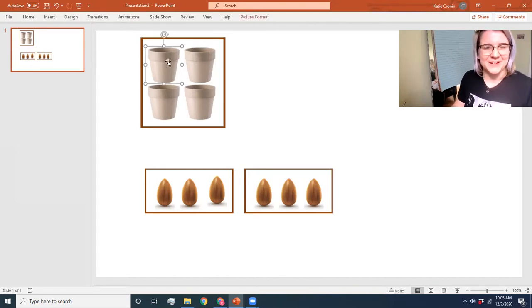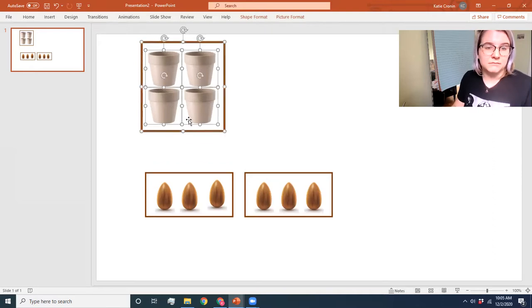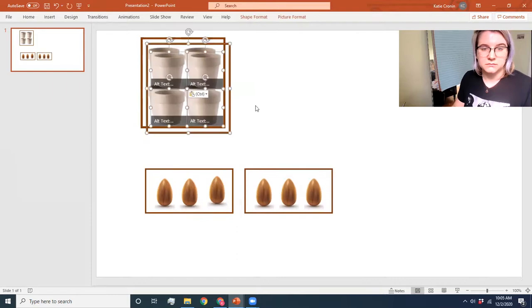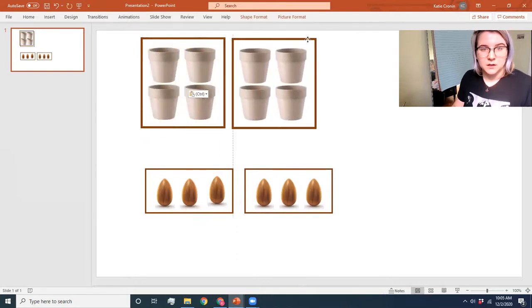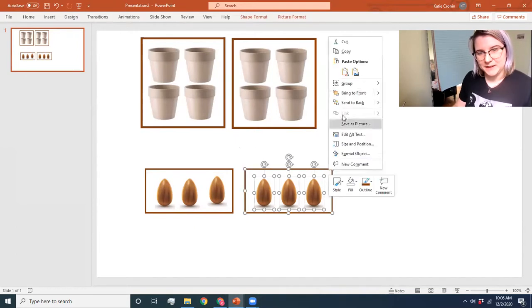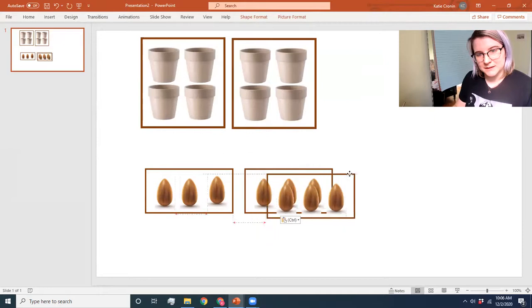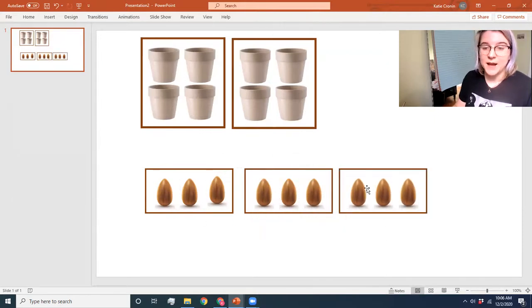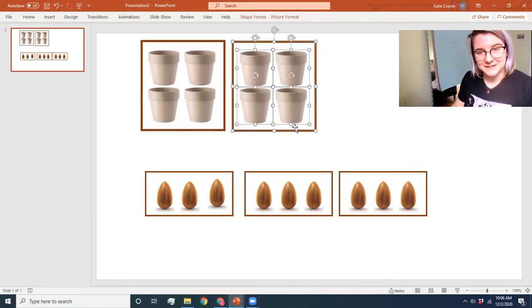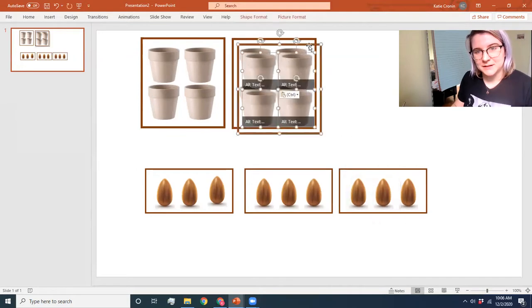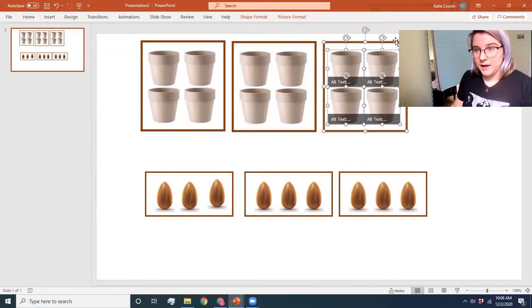All right. It's okay. We can solve this problem. We'll just buy more pots. Now we have eight pots and six seeds. So what happened? Not enough seeds. So let's buy more. We'll just buy another bag of seeds. Okay, now we have nine seeds and eight pots. Enough pots! Let's buy more pots.